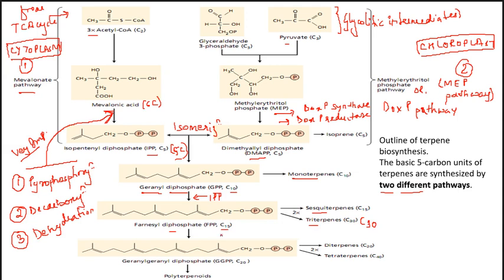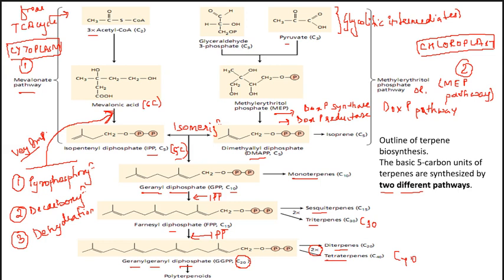Now this C15 will combine with another IPP. IPP is 5 carbon, you all know. Farnesyl will combine with another IPP to form 15 plus 5, a 20 carbon compound. The name of this 20 carbon compound is geranylgeranyl diphosphate, and it is a diterpene. Two diterpenes will form a tetraterpene, which is C40. So tetraterpene is C40, triterpene is C30, monoterpene is C10, and diterpene is C20.